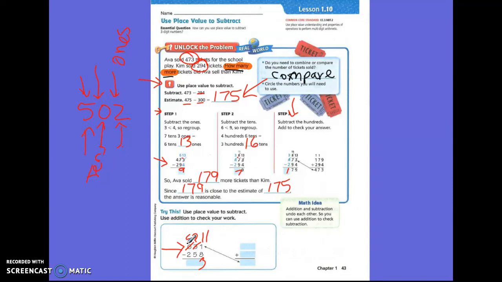Then give the 100 to the 2, make the 2 a 12. Give it to the 2 for 12. So now we have 12 tens. And you get 12 minus 5 is what? 7. Okay, now 5 minus 2 is... 3.